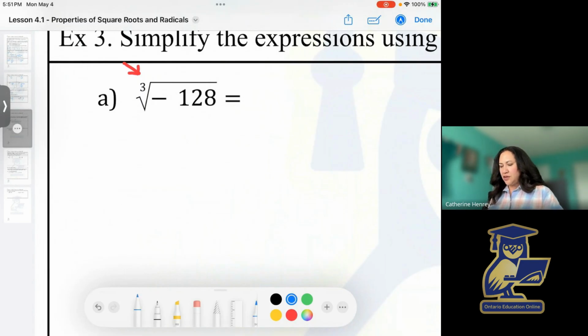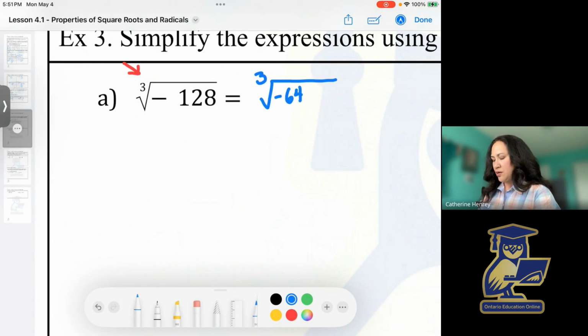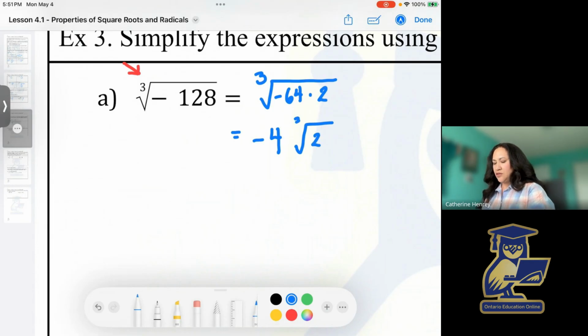So we have a negative number, and we can take the cube root of a negative number, and let's start to split that up. Think 128 can be equal to the cube root of -64 times 2. I can take the cube root of -64, and that would be -4. And that would leave the cube root of 2. So I have -4 times the cube root of 2. And that's how we simplify that first example.